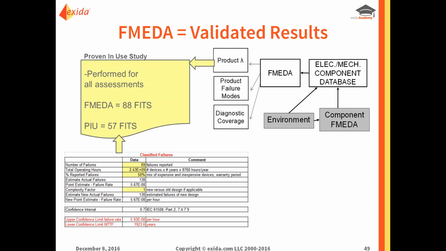When we're done with the FMEDA, we always compare it to a proven in use study if we can. That's looking at the failure rates that come from shipping and field failure return numbers. Obviously, we want the FMEDA to be a little conservative. If you're planning on this much of a failure rate, you certainly don't want to give an overly optimistic failure rate. So all of our FMEDAs are validated results.